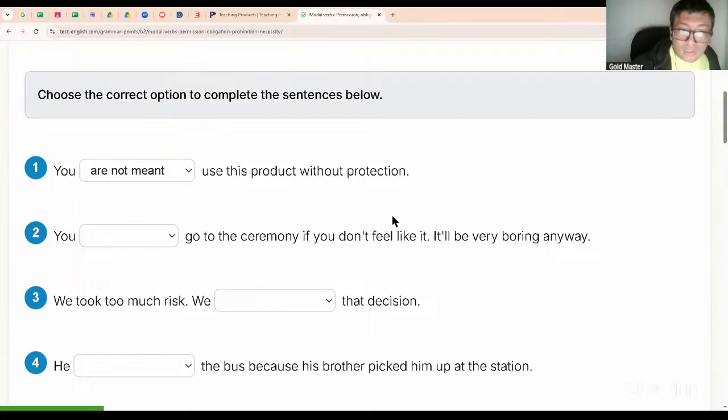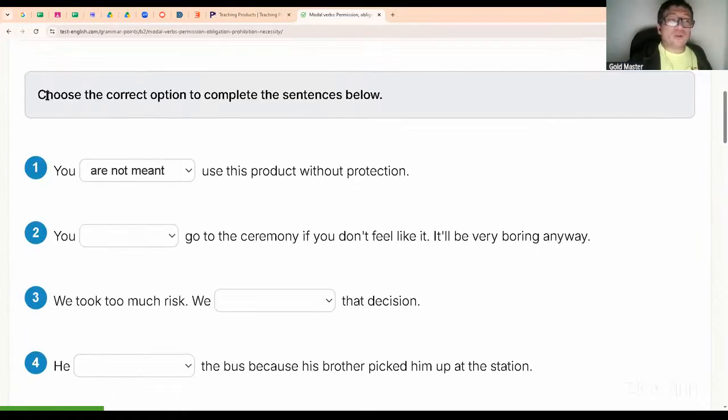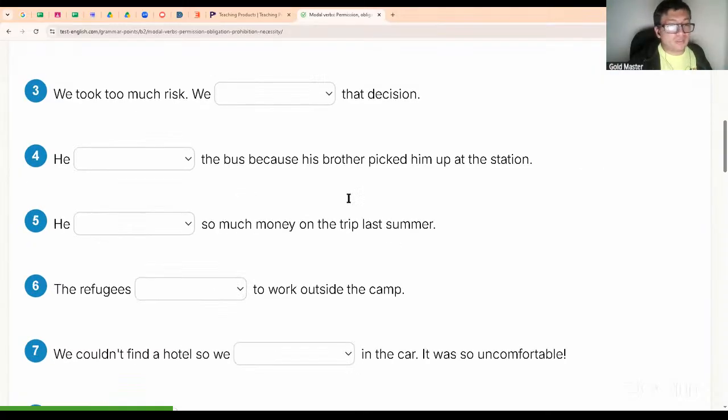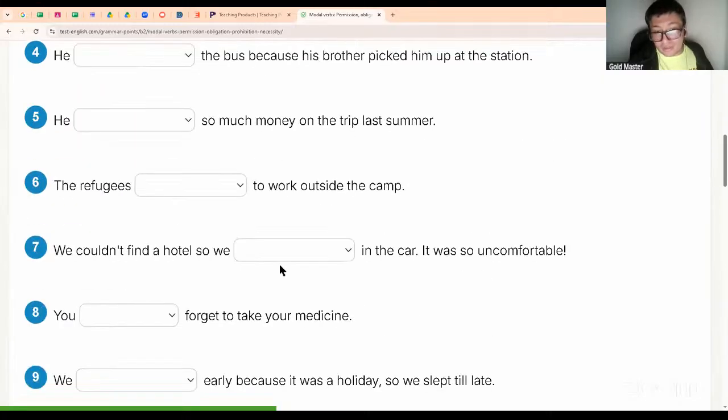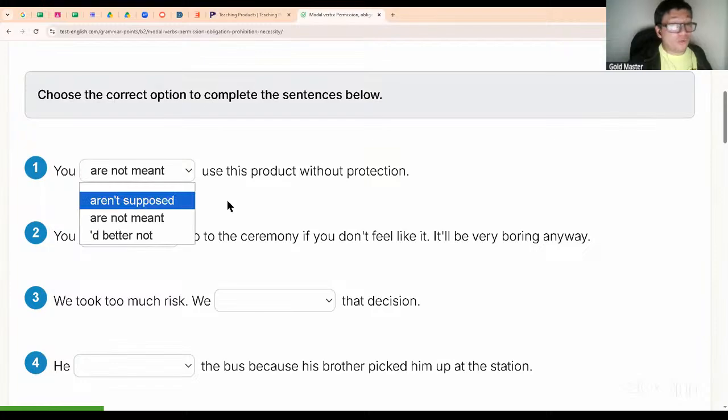Okay, guys, now this is the game. The modal verbs, permission, obligation, prohibition, and all is going to be in here. You only have to choose the correct option to complete the sentences that are below here. There are 10 exercises. There are 1, 2, 3 sections in here. At the top right corner in here, you are going to watch them. And the one which is in blue color here is the one that you are selected in. So you gotta keep in mind that for your own safety.